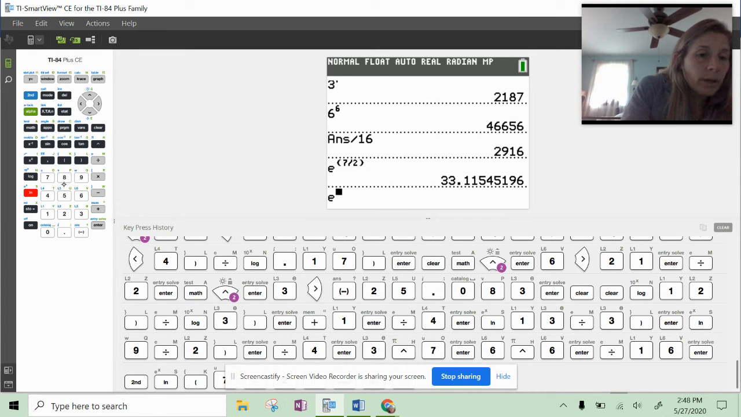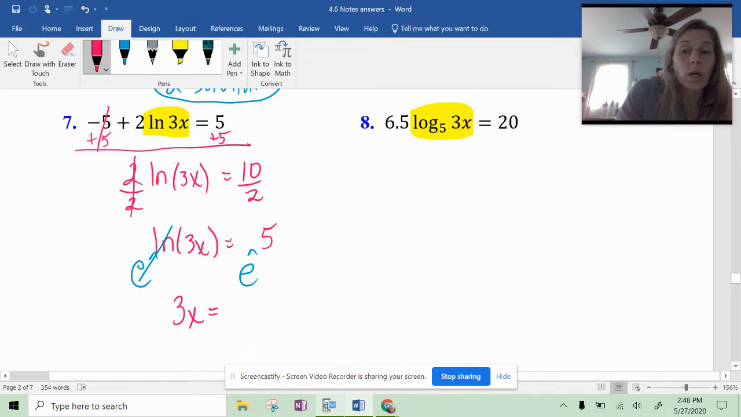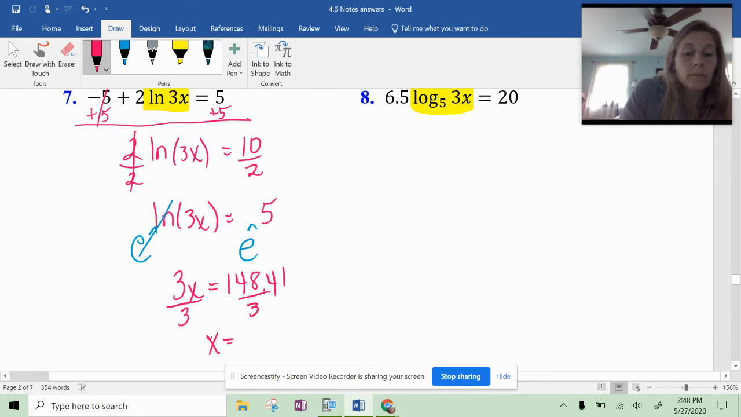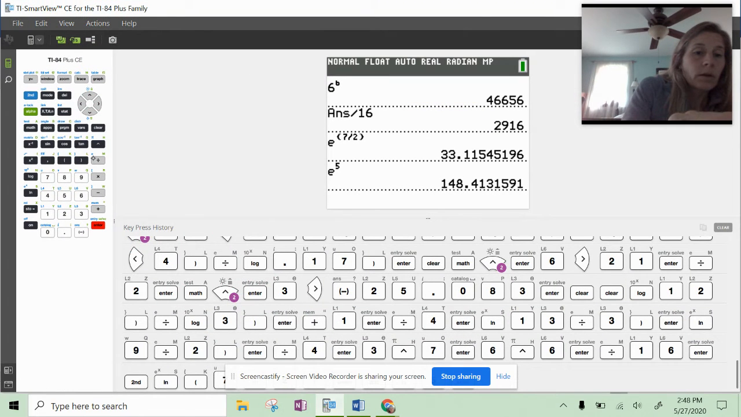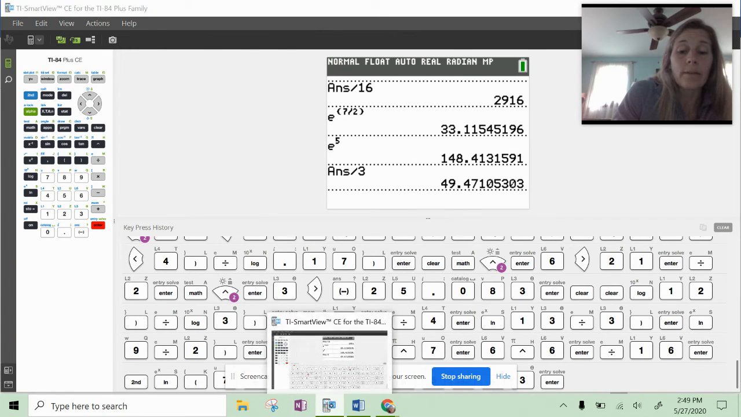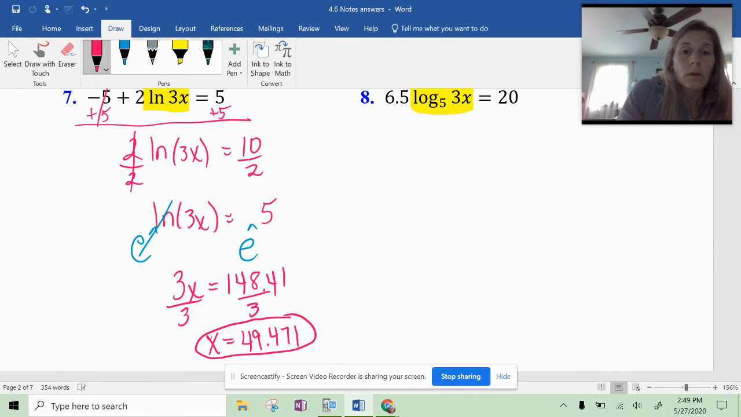So if I do that on my calculator, e to the 5th power, I'm getting 148.41. And I'm just going to leave that on my screen and divide it by 3 to finish it out. So divide by 3, and I get 49.471. All right.